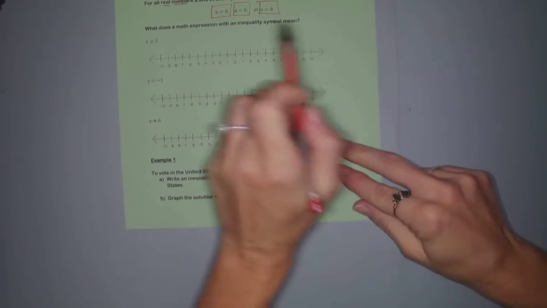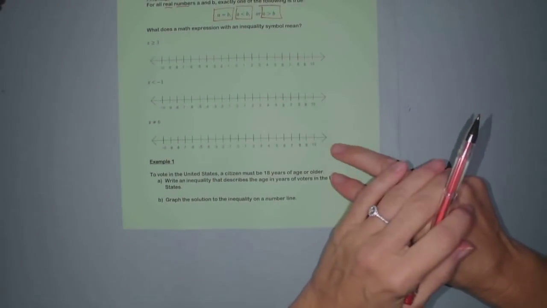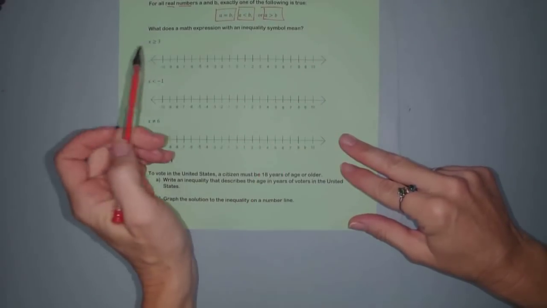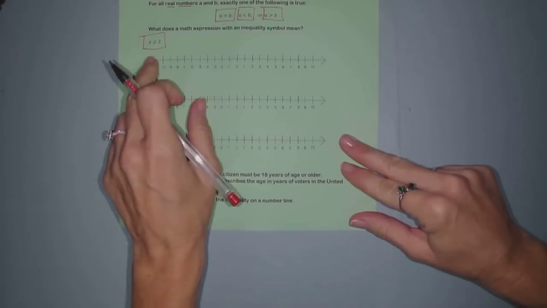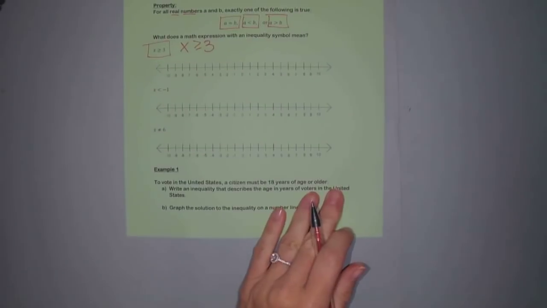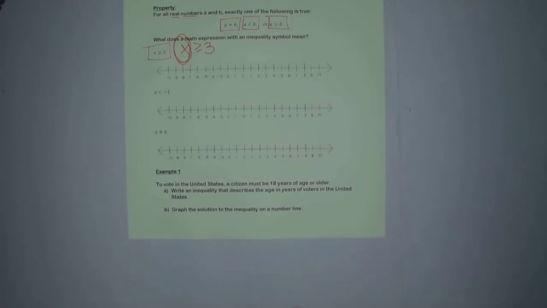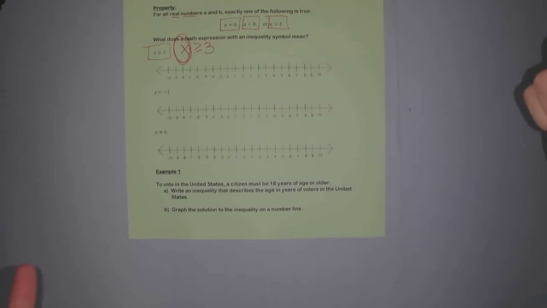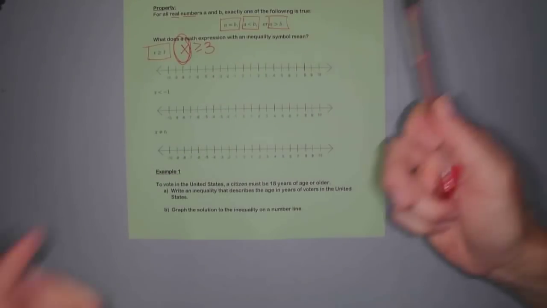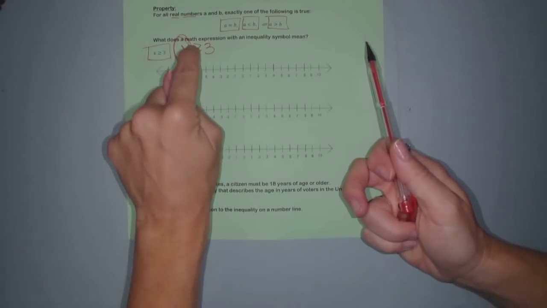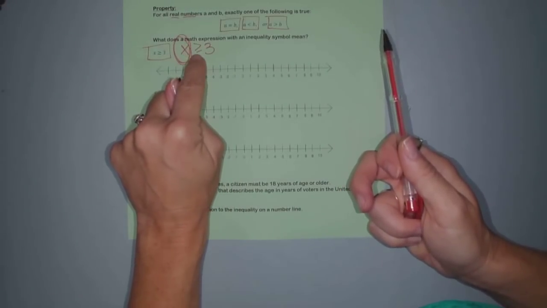What does a math expression with an inequality symbol mean? So now we're going to get into some of the items you were going over probably last year. Let's look at the first one. It says x is greater than or equal to 3. Let me blow that up. X is greater than or equal to 3. Okay, so we know that x is just holding the place for a number or a set of numbers. Okay, so all numbers, any numbers, bigger than or equal to 3.